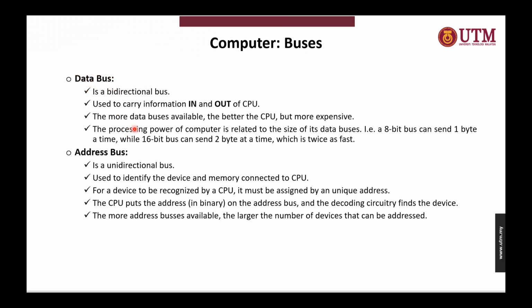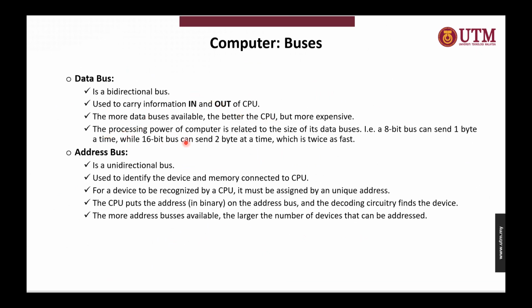The bigger the data bus, the better the CPU, but more expensive. If you have a high data bus, what happens? Your CPU will become faster, because you can send a bigger size of data at the same time. But the bigger the data bus size, your processor will become more expensive.